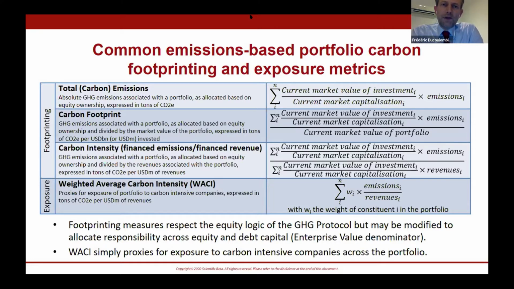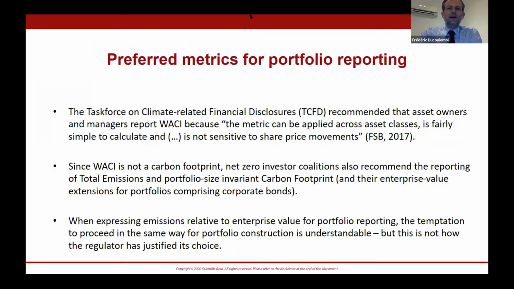So these are the traditional metrics, and this list is taken from the work of the task force on climate-related financial disclosures that was established by the FSB in 2017. In relation to these metrics, the task force recommended for reporting by asset owners and managers the use of weighted average carbon intensity because it can be applied across asset classes, as I mentioned before, and is fairly simple to calculate. You just need the weights of the portfolio and the intensity of the constituents of your portfolio. And it's not that sensitive to share price movements, unlike metrics that use market capitalization to compute intensity per dollar invested.